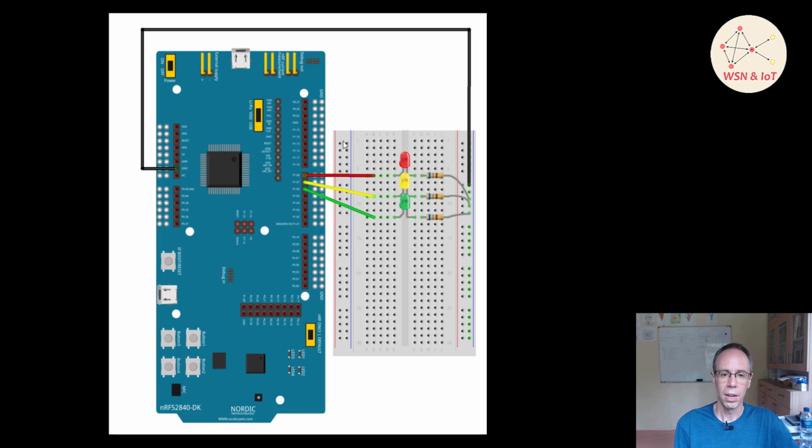You're seeing here the developer board, and I connected three LEDs over port 1 on pins 6, 7 and 8, a red, a yellow and a green one, each with a resistor to ground. The resistor is 680 ohm, and when the signal is high on the pins, the LEDs are on, and if it's low then they are off.